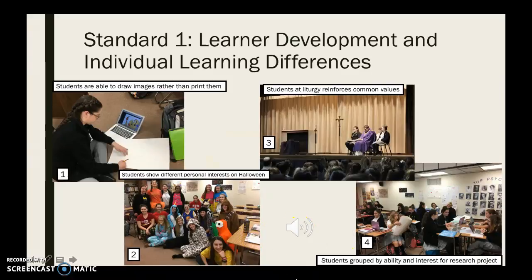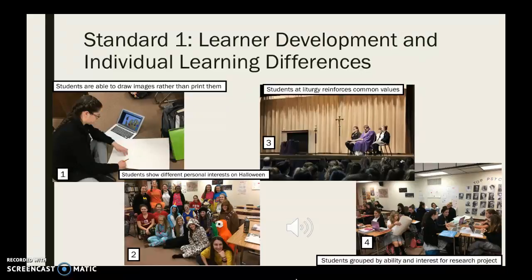Image 1 shows that I have implemented this standard by allowing students freedom in how they create a product in class to show their learning. While some students are more tech-savvy and like to complete assignments on the computer, other students are more artistically inclined and like to express themselves by drawing.